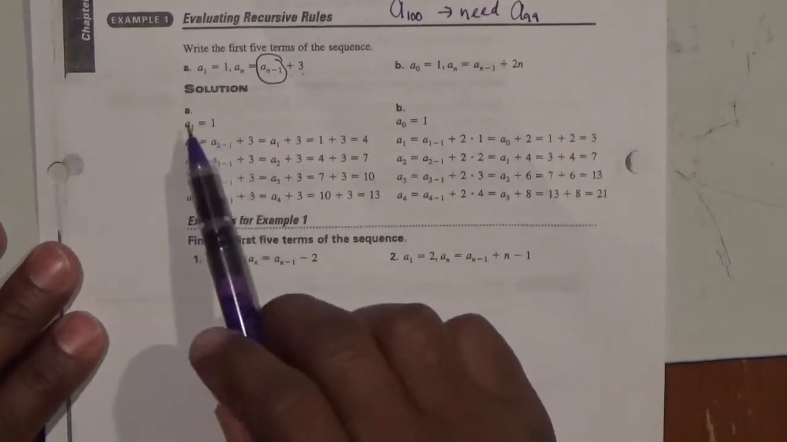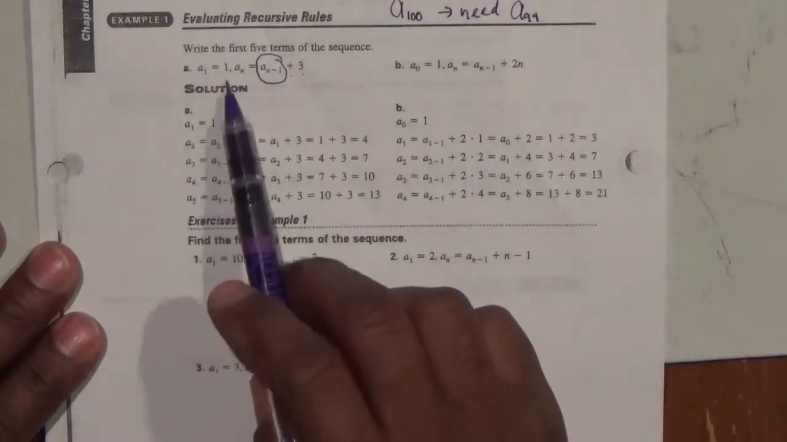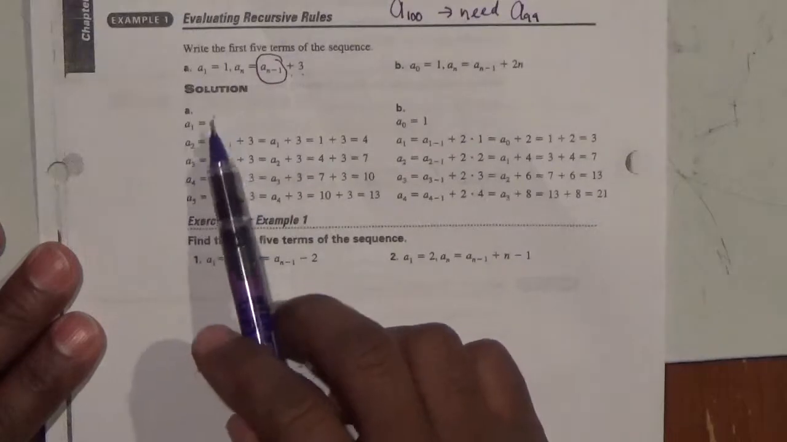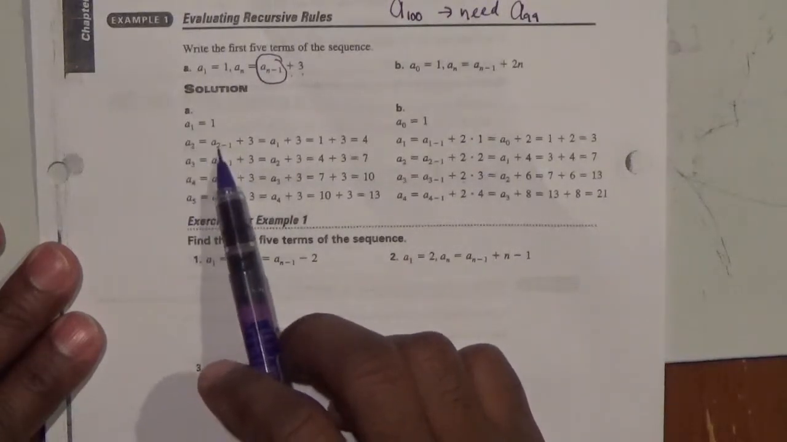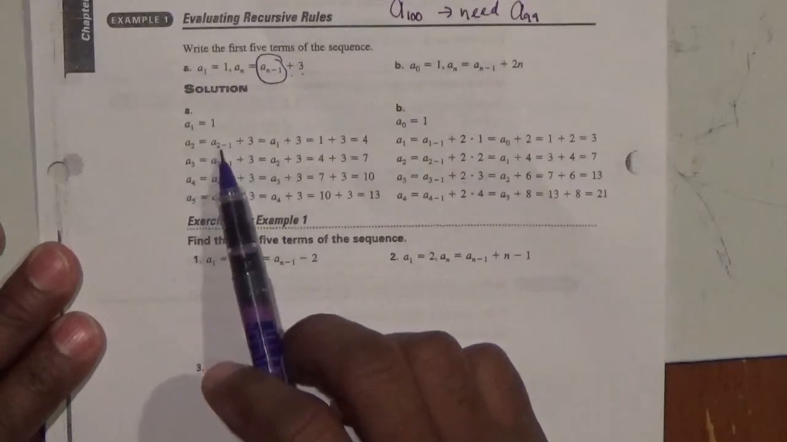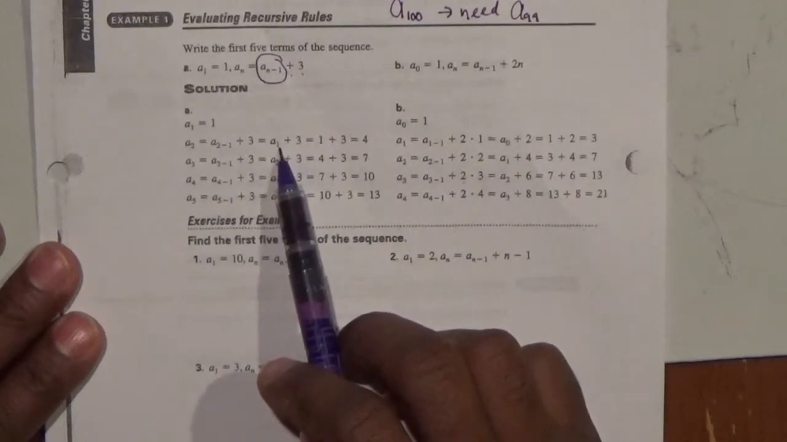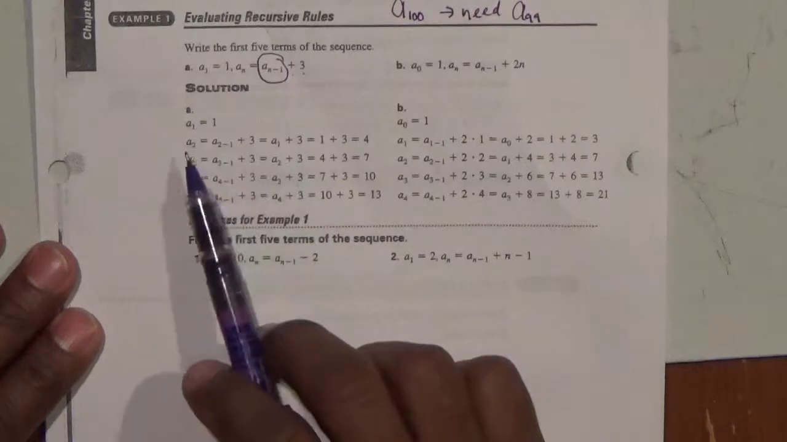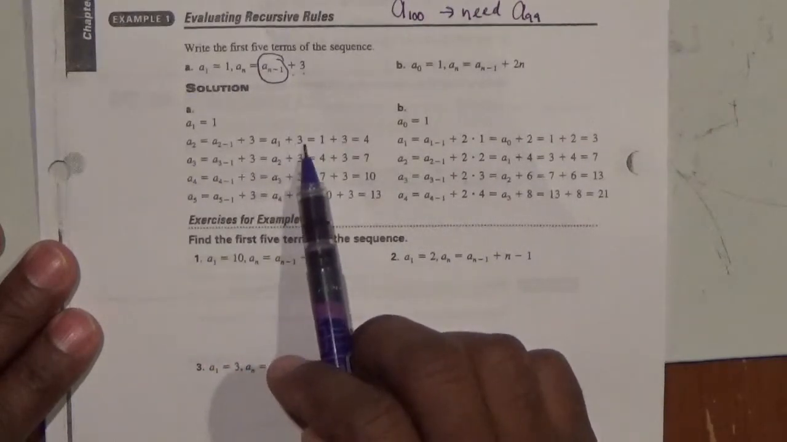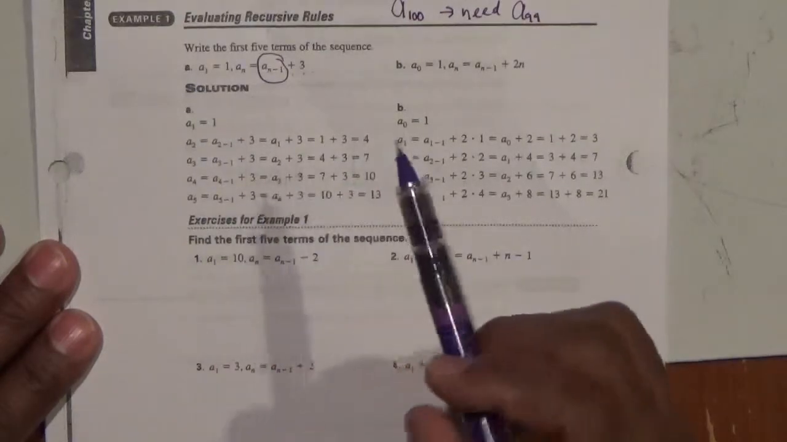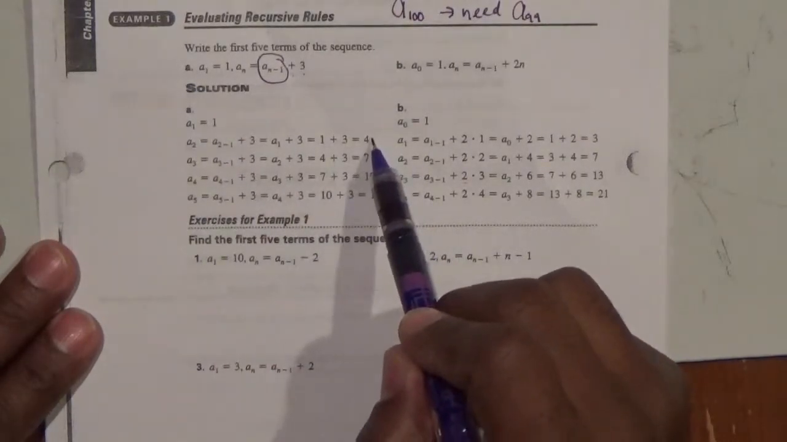So the first term is 1, and I write it down. Then the second term, if we plug in n minus 1, a sub n minus 1 is equal to a1, which is the first term. Basically we're saying the second term is equal to the first term plus 3. The first term is 1, so 1 plus 3 is 4, and you keep on going.